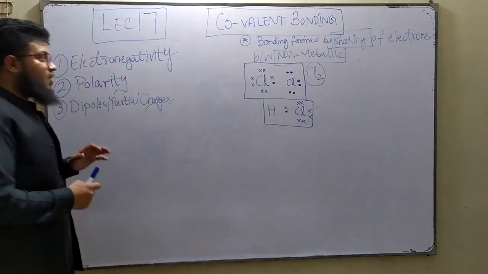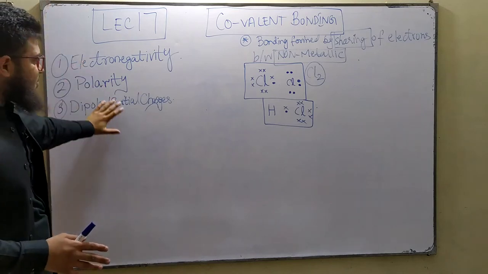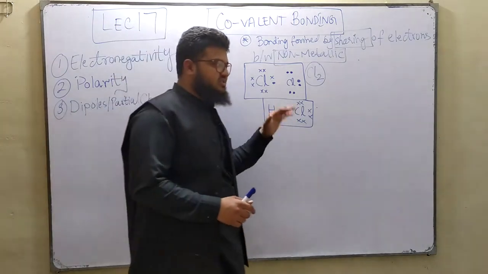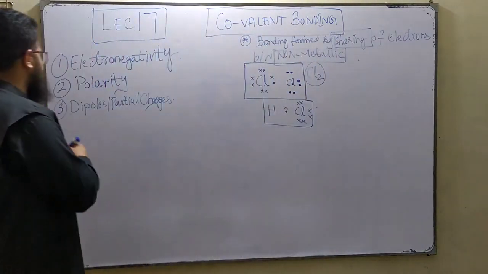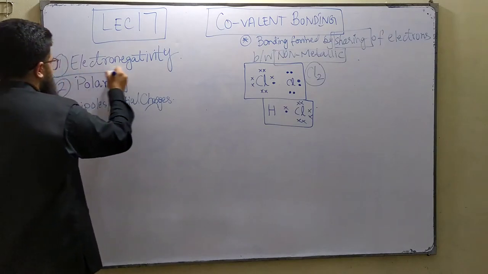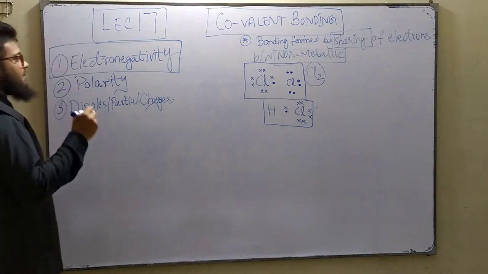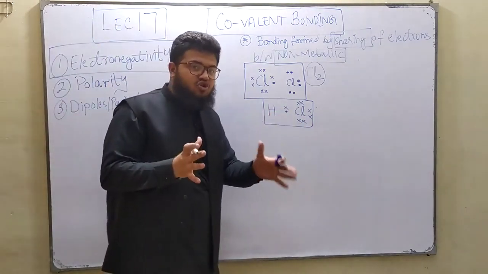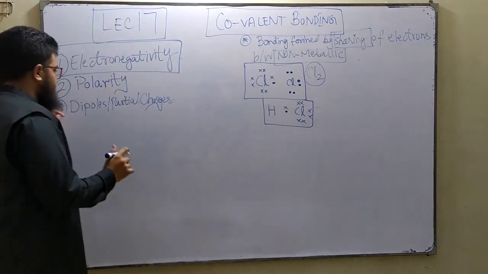Now before we move on to further details of covalent bonding, a very important concept, electronegativity, needs to be discussed first. So let's move on to electronegativity. Alright, so what is electronegativity? Electronegativity by definition is the ability of an atom to pull bonded electron density towards itself. Now I'll give you an example.